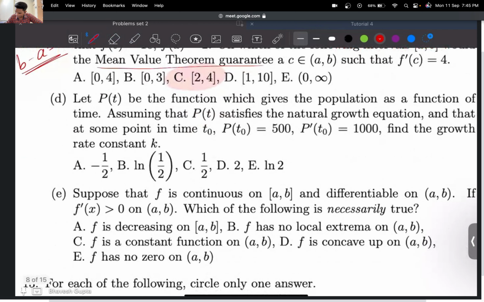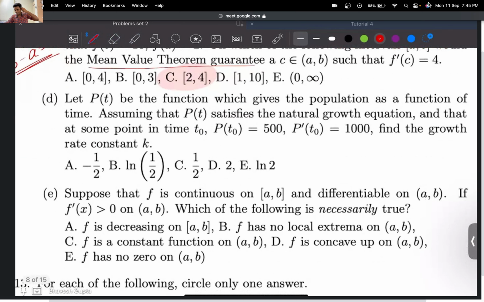In part c, we have p of t, a function which gives the population as a function of time. Assume that p of t satisfies the natural growth equation, and at some point, okay, we will skip this. We'll skip this because this question demands that you know what the natural growth equation is. So we'll skip this, not a part of the syllabus.